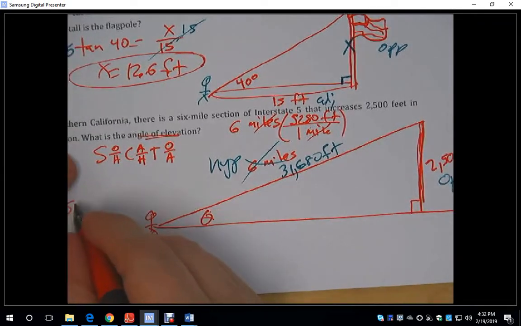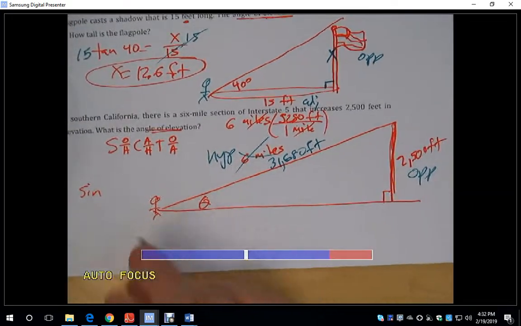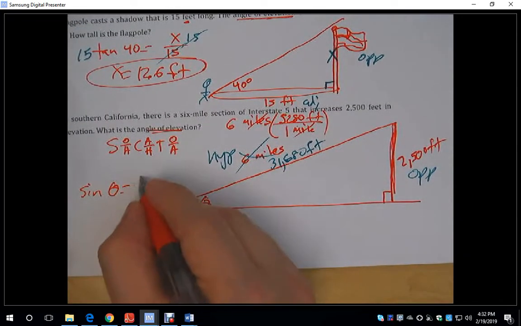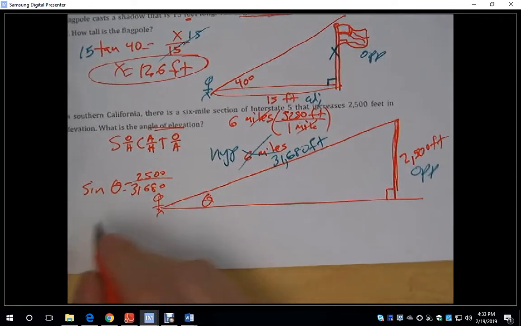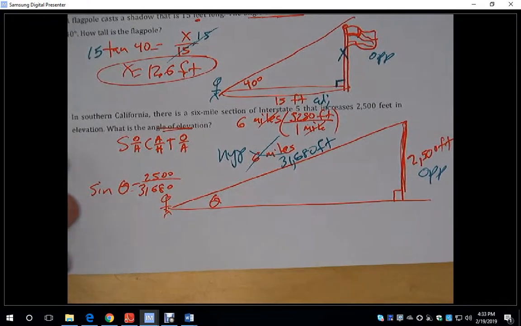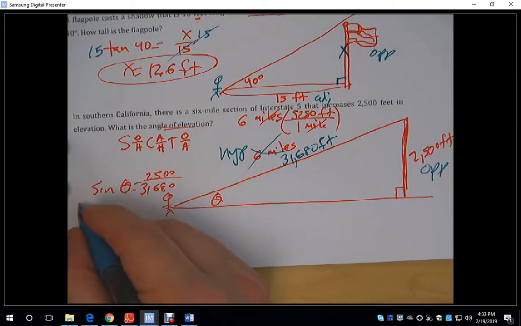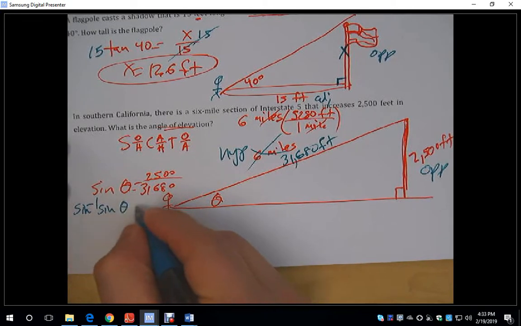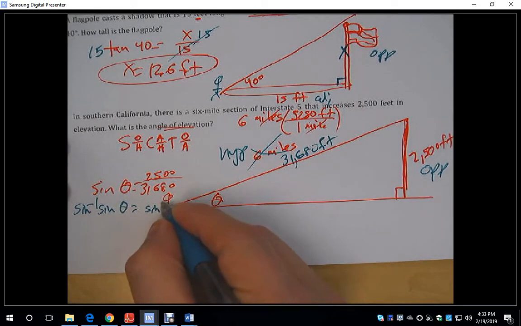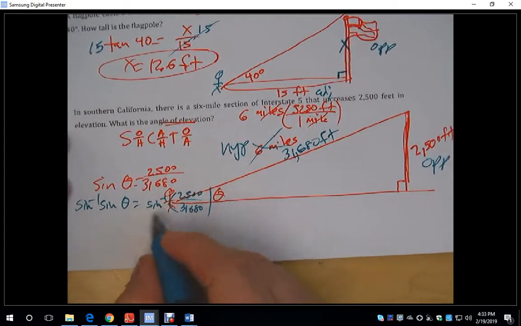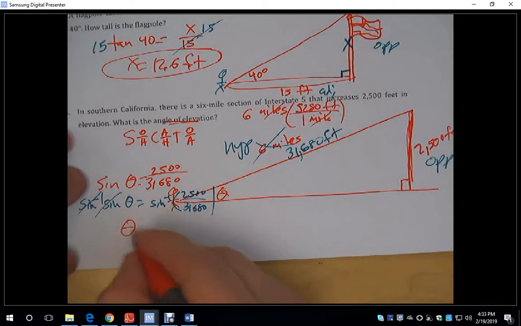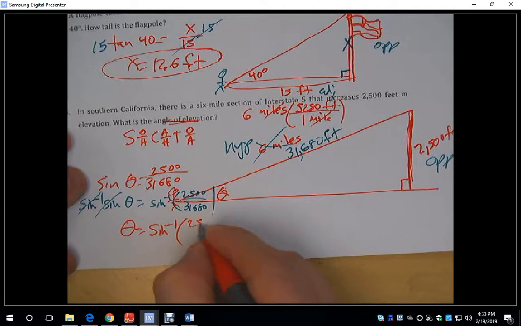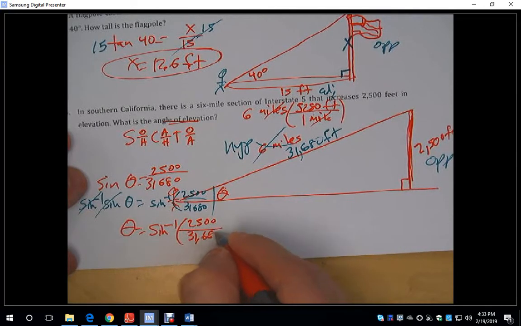So sine of my angle equals 2,500 over 31,680. To get theta by itself, I'm going to use the inverse of sine on both sides. Sorry, little guy, I have to write over you. And then these are inverses, so they undo each other. So what I'm left with is that theta equals the inverse sine of 2,500 over 31,680.